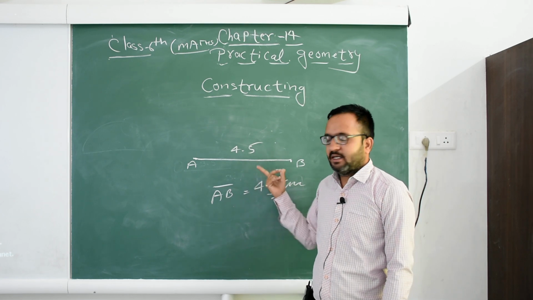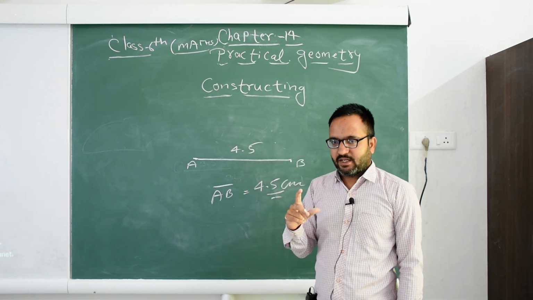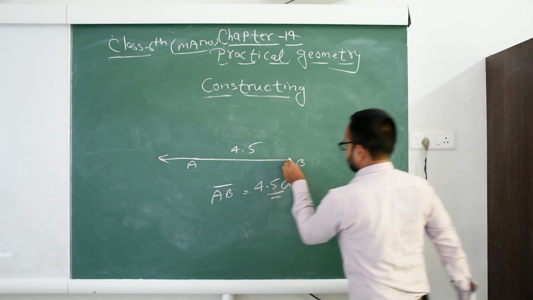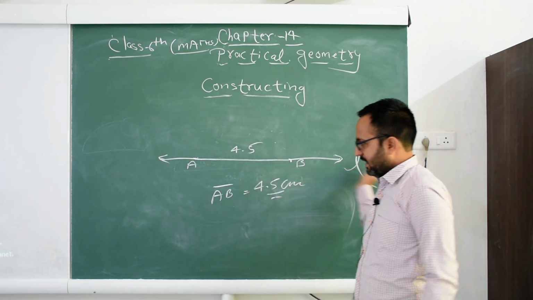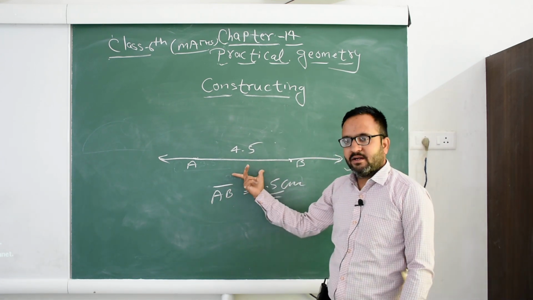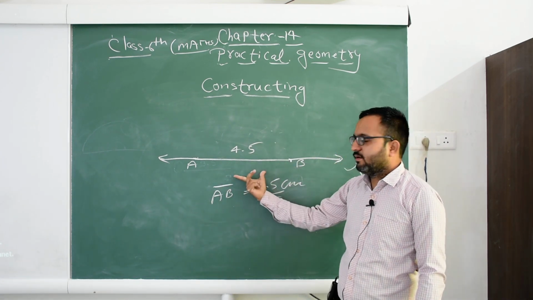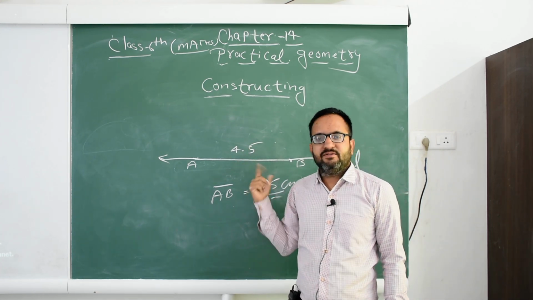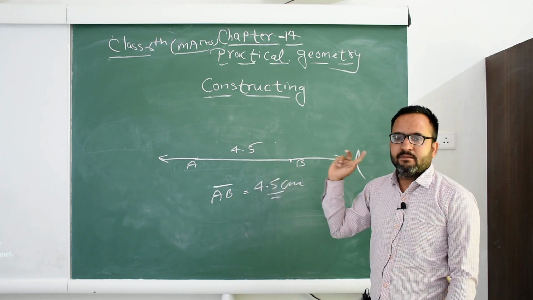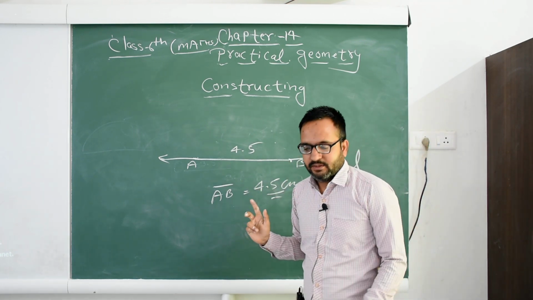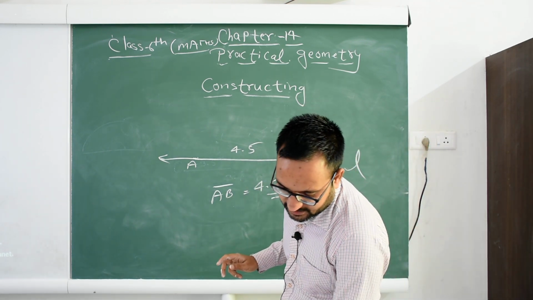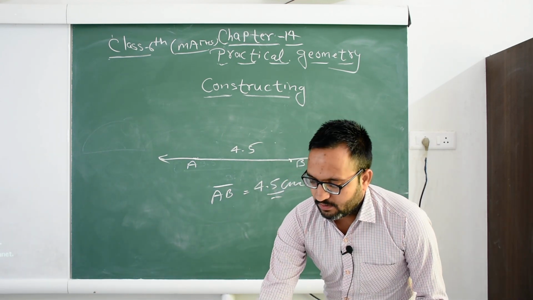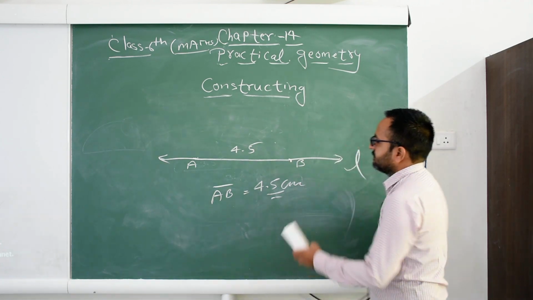A line segment is a piece of a line, a part of a line. Suppose this is your line L and AB is a part of the line. So a part of a line means a line segment. It can be measured with a ruler. Now, constructing a line segment of given length. How do we construct a line segment?